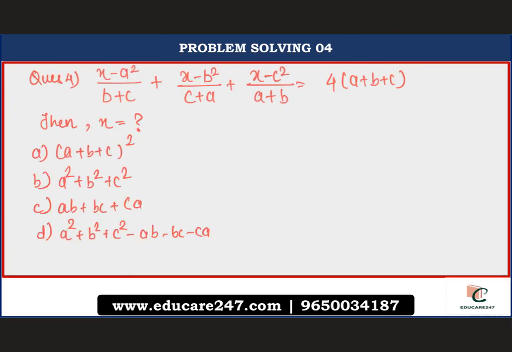Now let's have a look at this question. So this is just a different variety of the type that we have seen, but again you can observe all are symmetrical, right? A, B, C, you can see they are symmetrical. Whenever there is a in the numerator, we have bc in the denominator, b in the numerator, we have ca in the denominator, c in the numerator, we have a plus b in the denominator. So it is a symmetrical form.